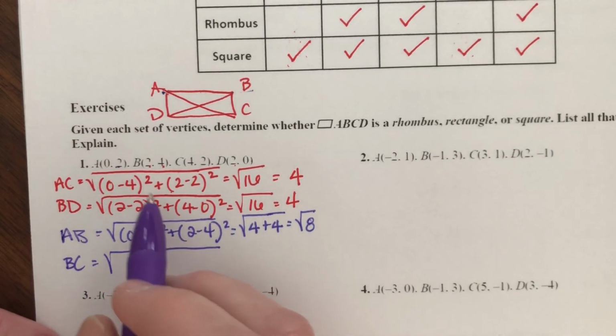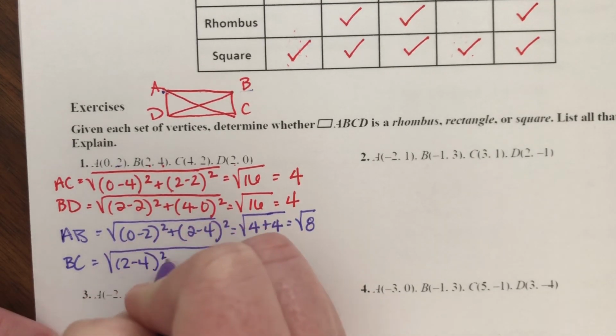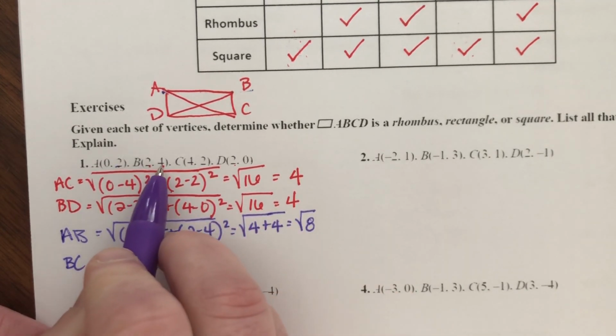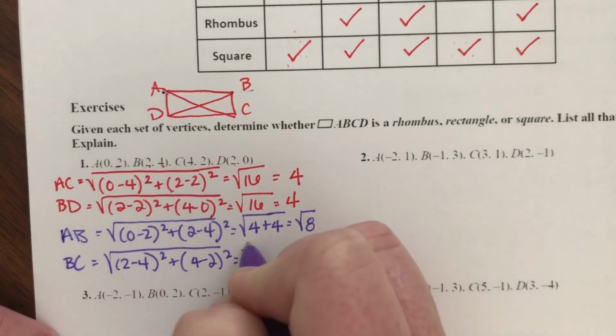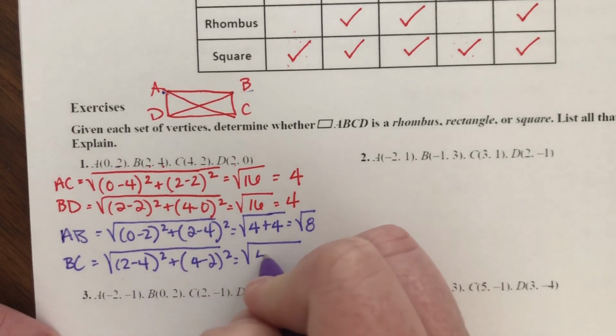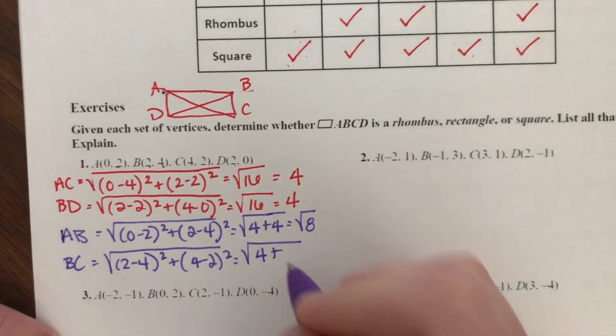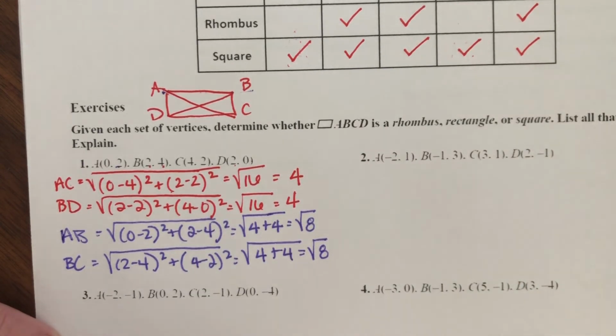All right, so for BC, x minus x, 2 minus 4 squared, plus y minus y, 4 minus 2 squared. 2 minus 4 is negative 2. Negative 2 squared is 4. 4 minus 2 is 2. 2 squared is 4. And I get square root of 8. So they are the same. Consecutive sides are the same.